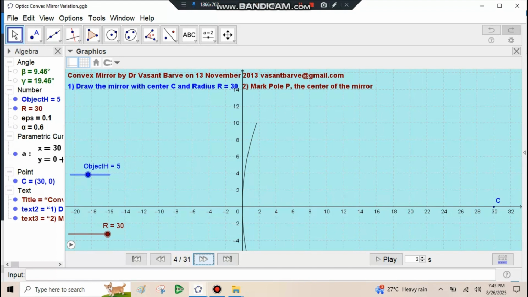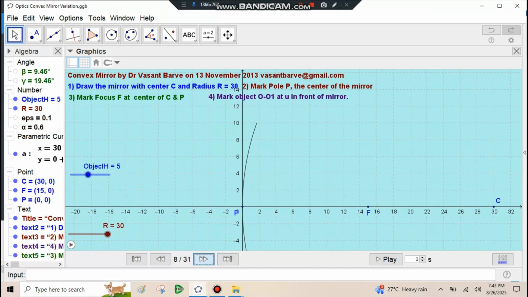Now let us mark the pole. Okay. So pole is here, center is there. Now mark focus at the center of C and P. So I got focus here.